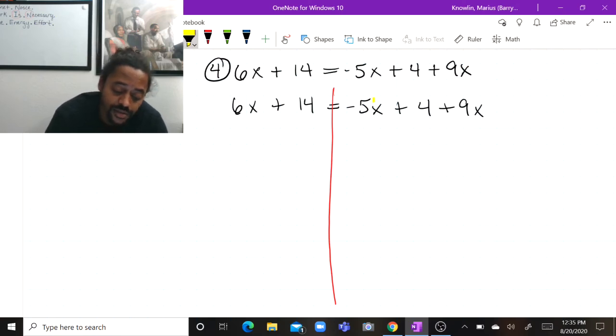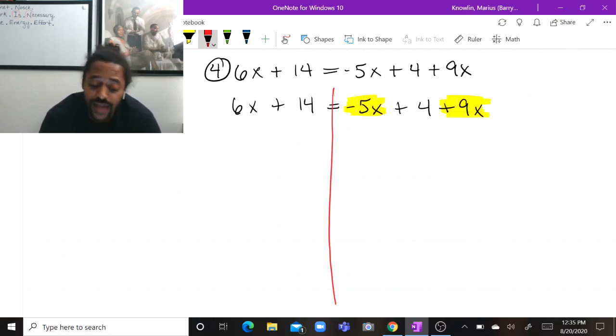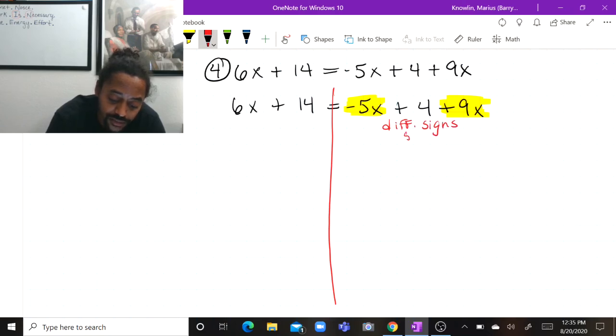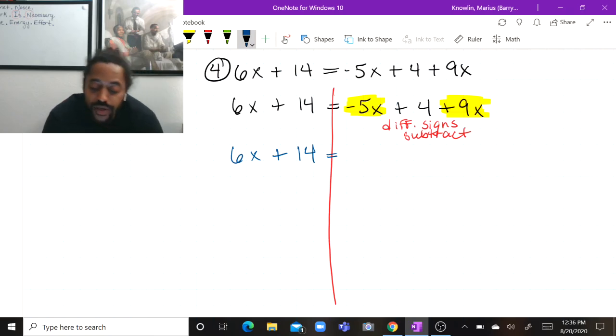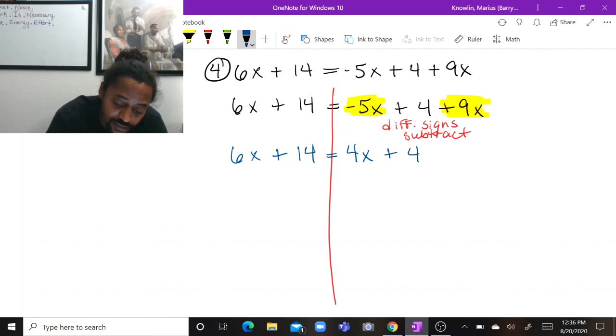What are our like terms, though? We have a -5x and a +9x. When we combine those, we have to look. They have different signs, right? And what do we know about different signs? You have to subtract. Different signs mean to subtract. So when we rewrite this, on the left side, we'll have 6x plus 14 equals, when we combine those, we subtract. So that's going to be 9x minus 5x, which is 4x. The 9 is bigger and it's positive, so it's just going to be a +4x. And we bring down the +4.